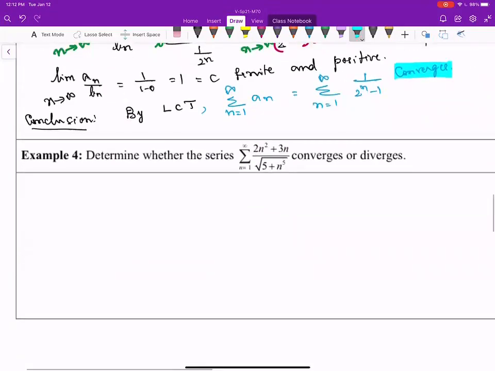Let's try one more example. Determine whether the series sigma n varying from 1 through infinity, 2n square plus 3n over square root of 5 plus n to the power 5, converges or diverges. So let's apply limit comparison test.